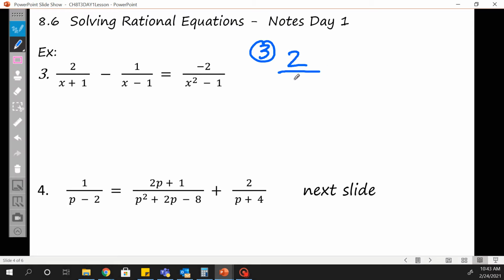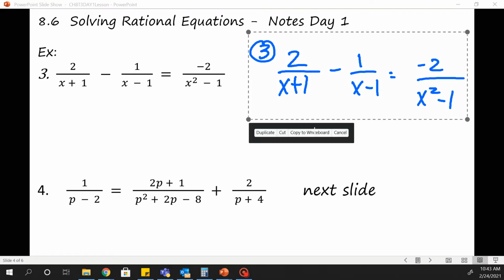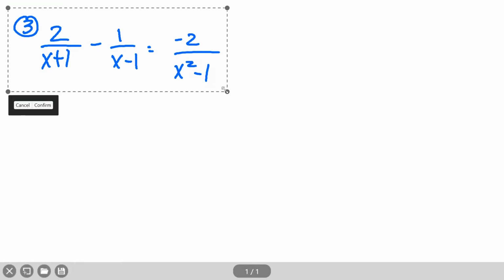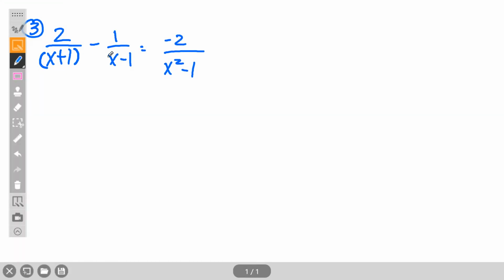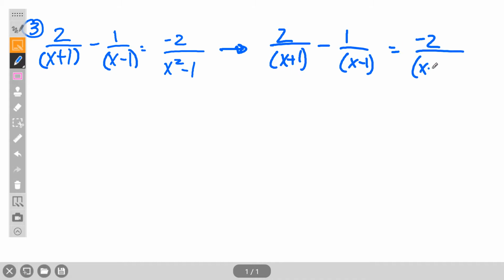Number 3, we have 2 over x plus 1 minus 1 over x minus 1 equals negative 2 over x squared minus 1. So we need to check the LCD here. Okay, so this has factors x plus 1, this has factors x minus 1. This one, however, x squared minus 1, that needs to be factored because it's a difference of two squares. So it's x plus 1, x minus 1, because it's a difference of two squares.